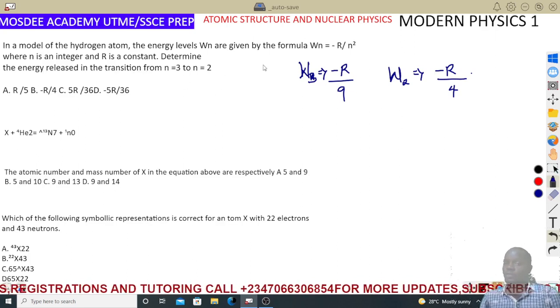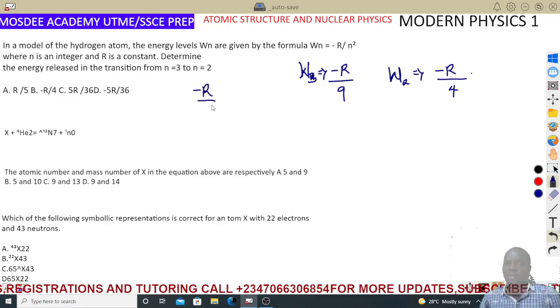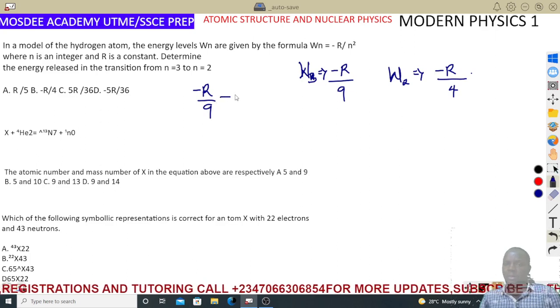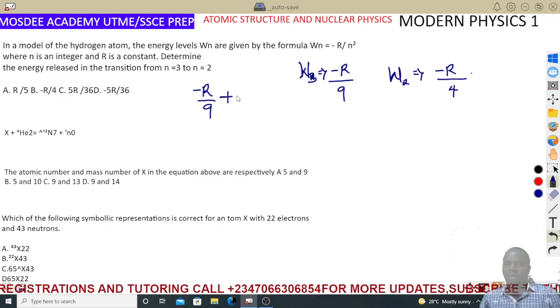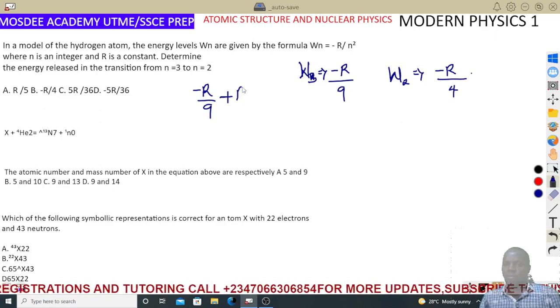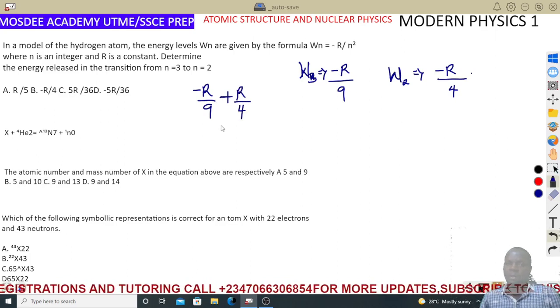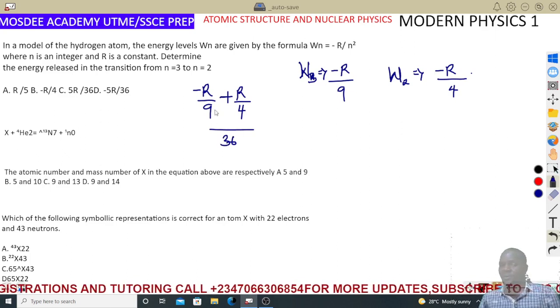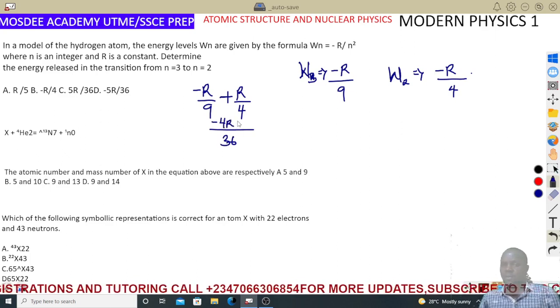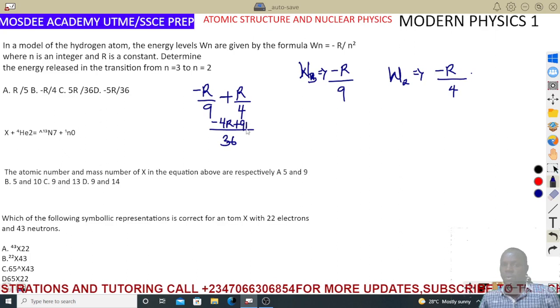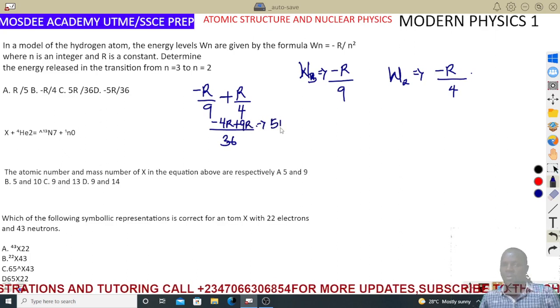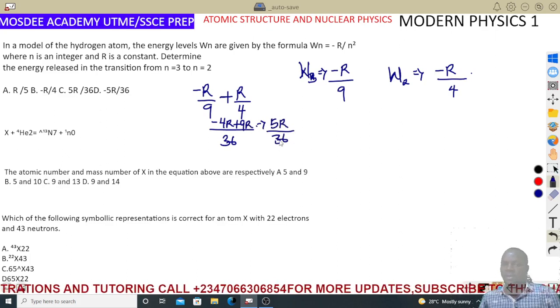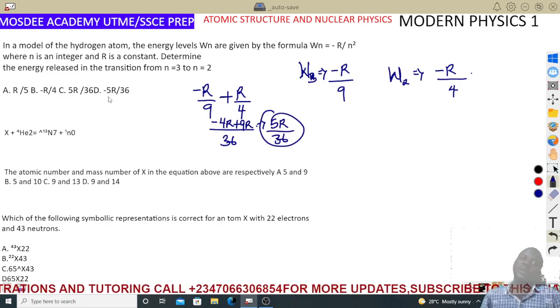It is moving from 3 to 2, that is negative R over 9 minus, that's minus negative, that is plus, you know what I mean, R over 4. The LCM, you can do that, is 36. This is 9 times 4, negative 4R plus 9R. That is 5R over 36, which will be the answer to the question. I hope you understand what I've done.